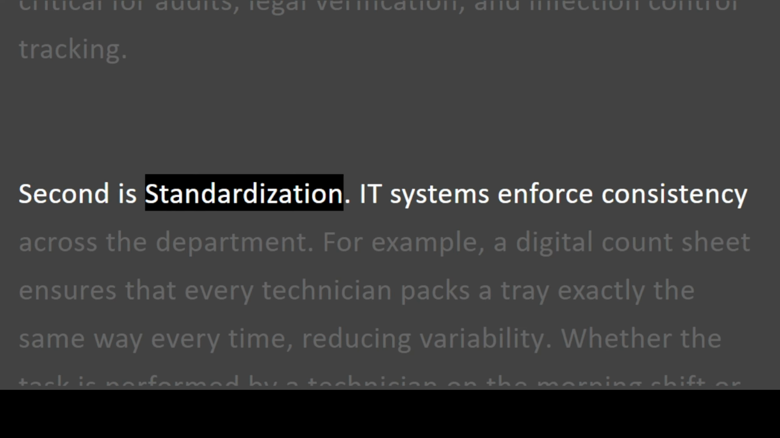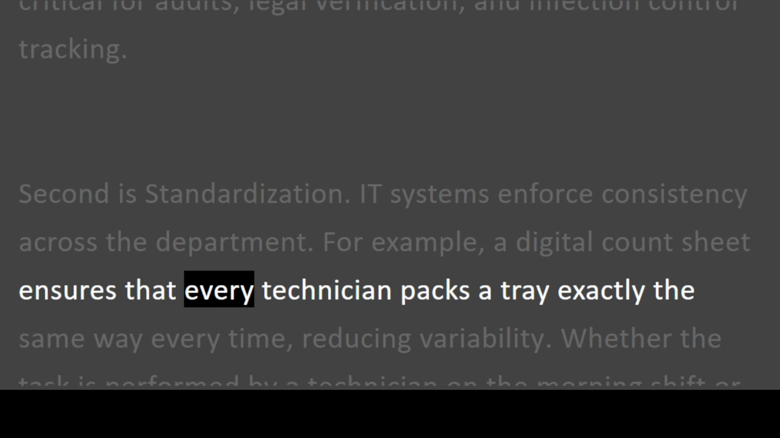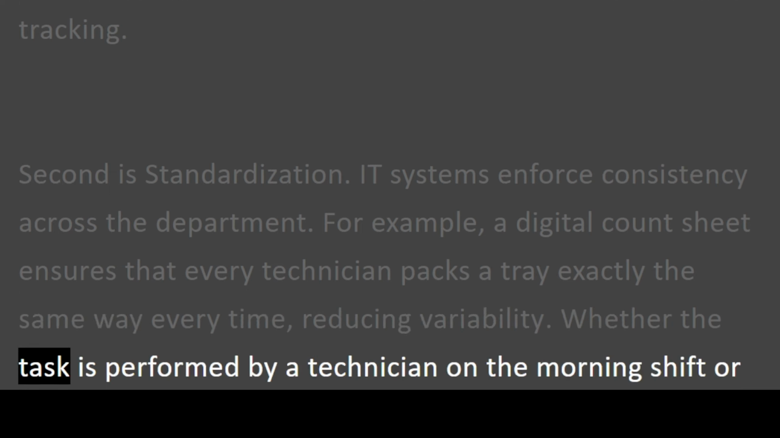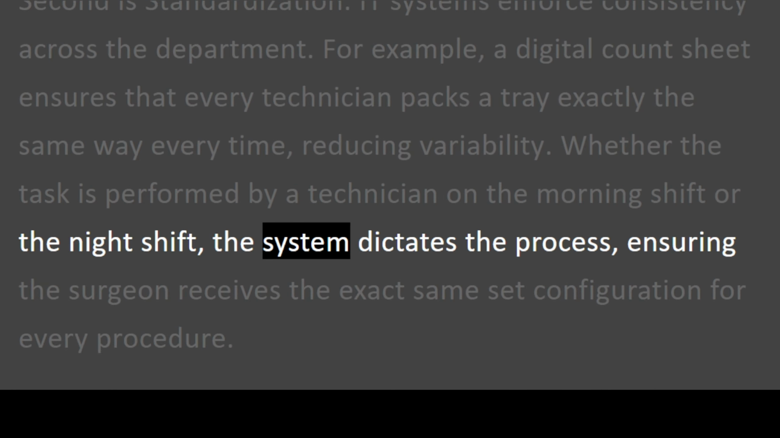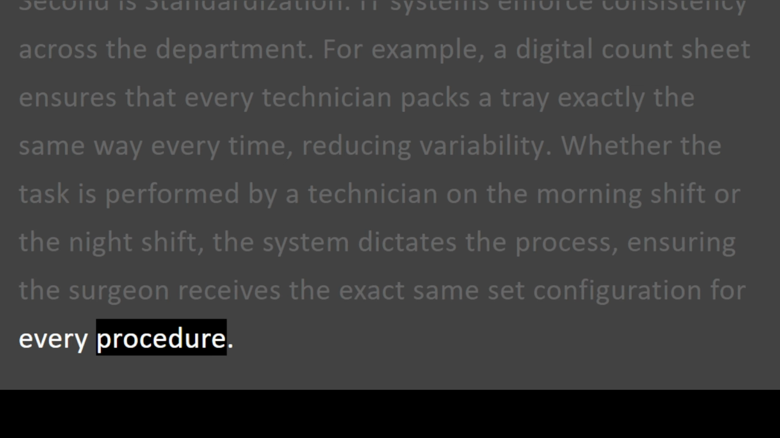Second is standardization. IT systems enforce consistency across the department. For example, a digital count sheet ensures that every technician packs a tray exactly the same way every time, reducing variability. Whether the task is performed by a technician on the morning shift or the night shift, the system dictates the process, ensuring the surgeon receives the exact same set configuration for every procedure.